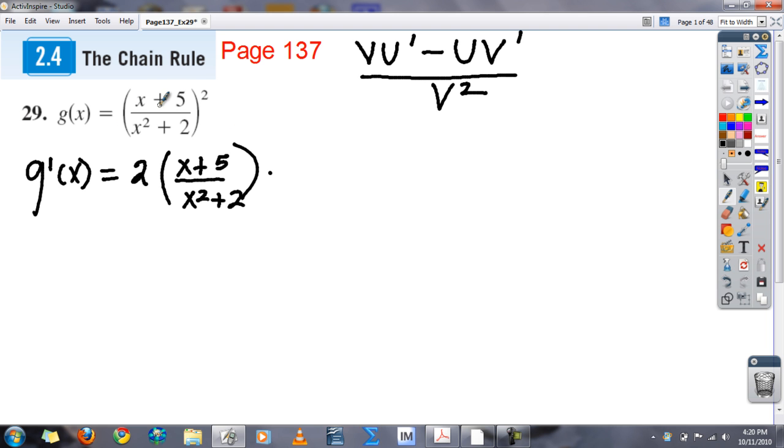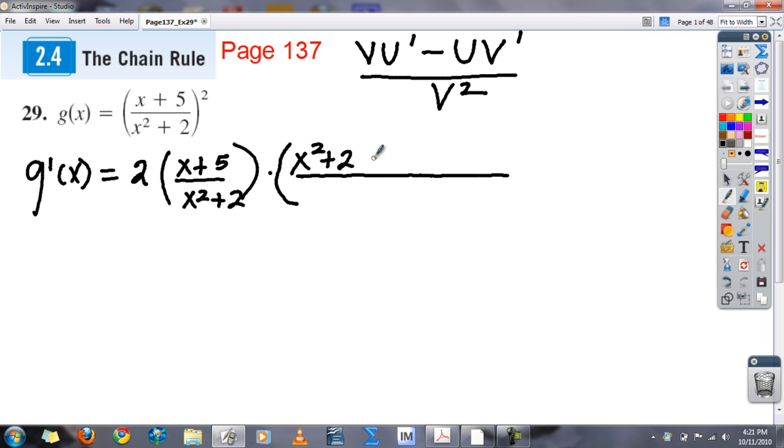U is the top, v is the bottom. So we're going to start with v. Here's your formula, v, which is the bottom. So you should have, let me put everything in parentheses now, x squared plus 2, that's v, times the derivative of u. Well, what's the derivative of here? The derivative of x is 1 and the derivative of 5 is 0. So that's just going to be this guy times 1. Well, it stays the same.